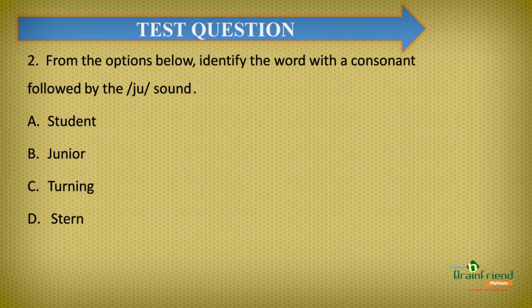Question 2. From the options below, identify the word with a consonant followed by the ju sound. Option A, student. Option B, junior. Option C, turning. Or option D, stand. The correct answer is A, student.